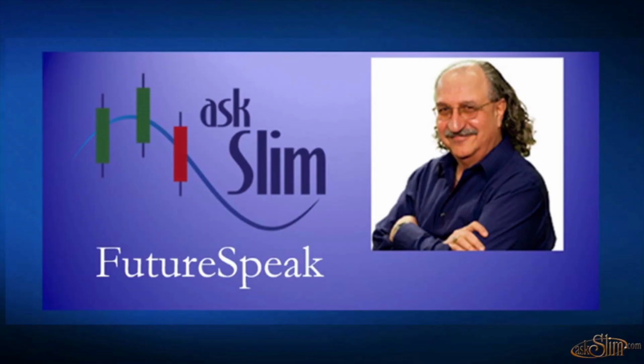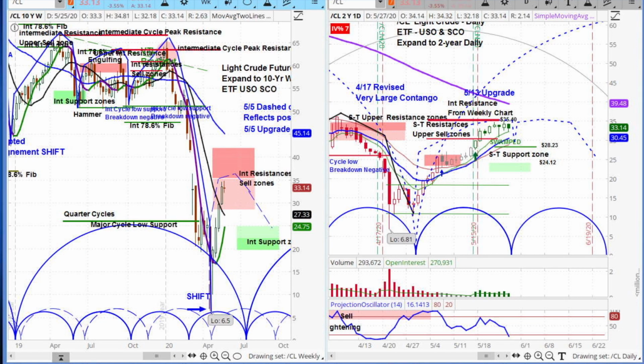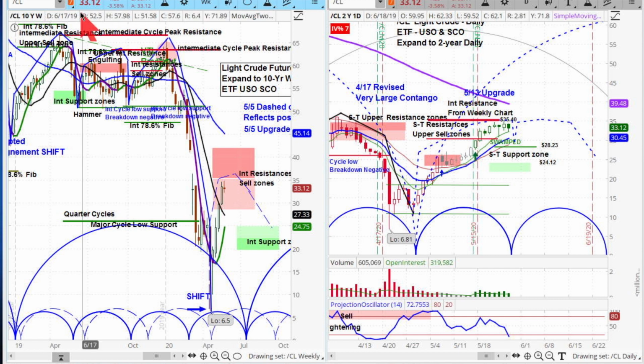We're going to switch over now and look at the energy market. This is light crude for those of you that are brand new here. This is the 10-year weekly. This is a 2-year daily. We're looking at cycle analysis.